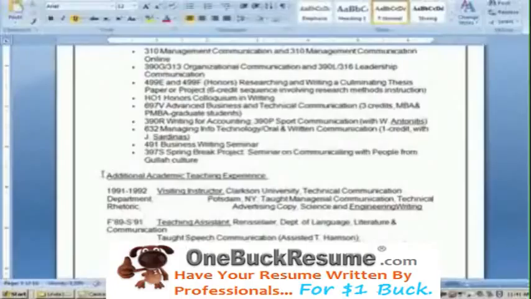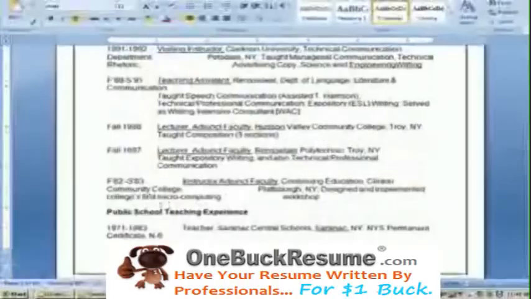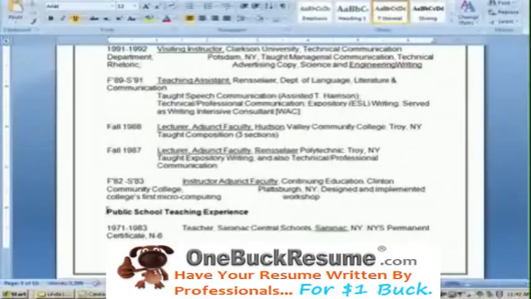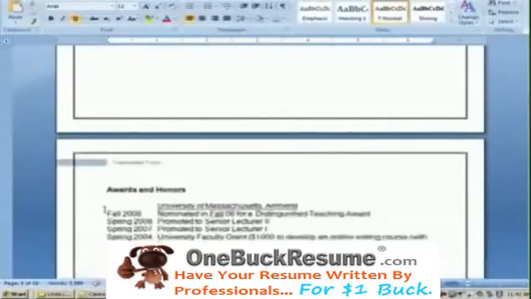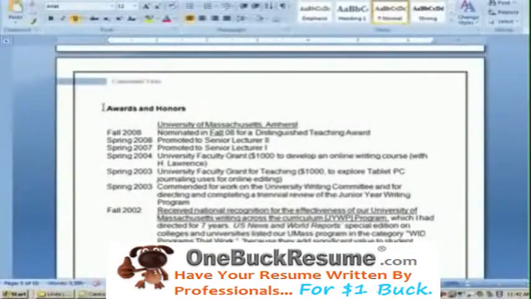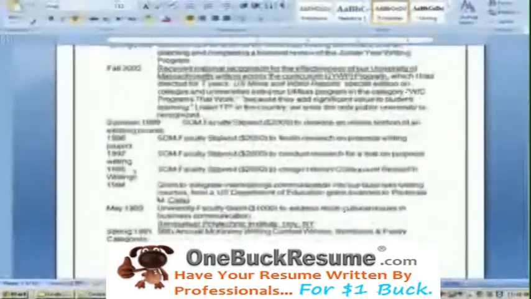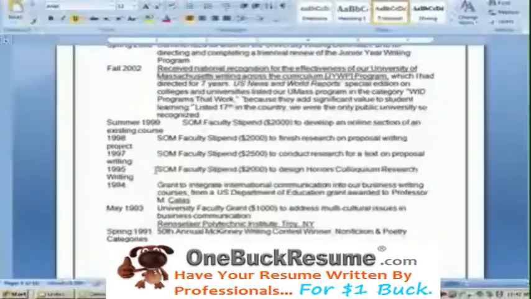Additional academic teaching experience, where you did that, what you taught. If you had any public school teaching experience, you would put that after academic teaching experience. And awards and honors that you've received, where and when, what it was, grants, any sort of recognition by any institution which you were employed or had some connection with. Stipends as well are certainly important to include here.